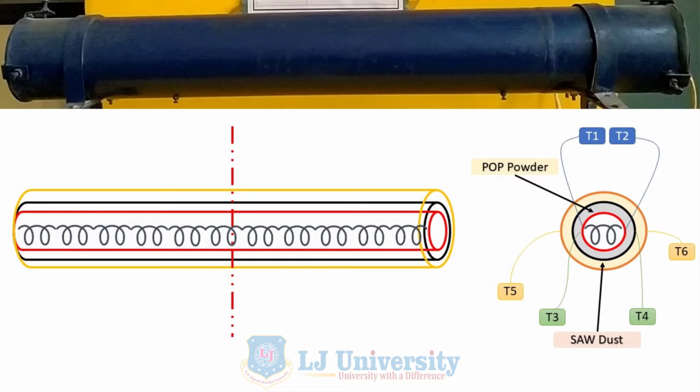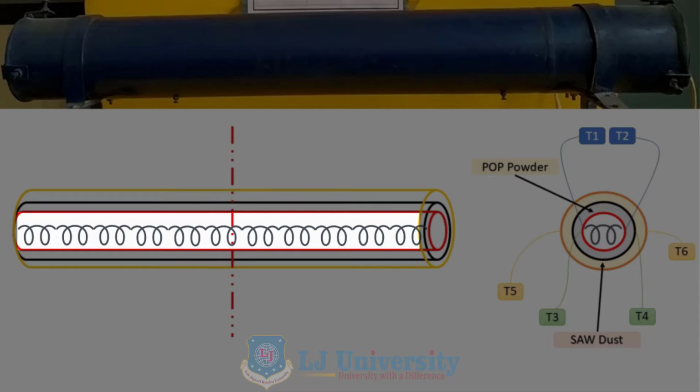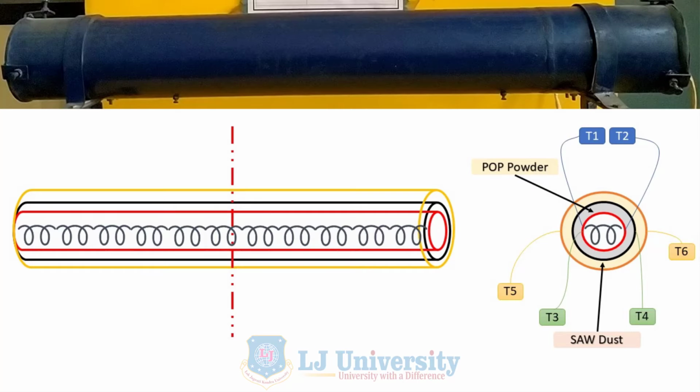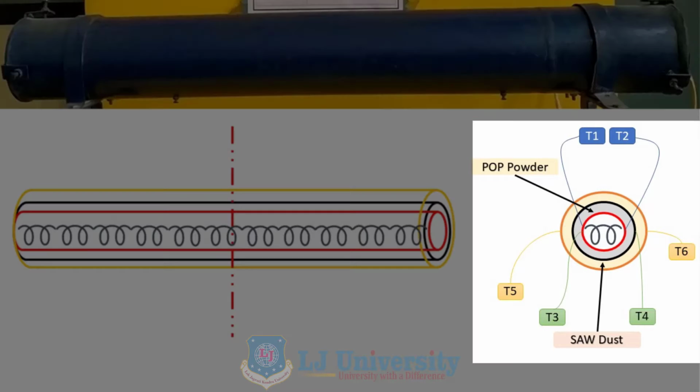When you look into this cylinder, in the innermost portion, a heater is provided throughout the length. This heater is generating heat, and this heat is moving in the outward direction. There are two insulating powders. The first one is POP powder and the second is sawdust powder. T1 and T2 are the thermocouples placed on the inner layer. T3 and T4 thermocouples are provided on the middle layer, and T5 and T6 thermocouples are provided on the outermost layer.